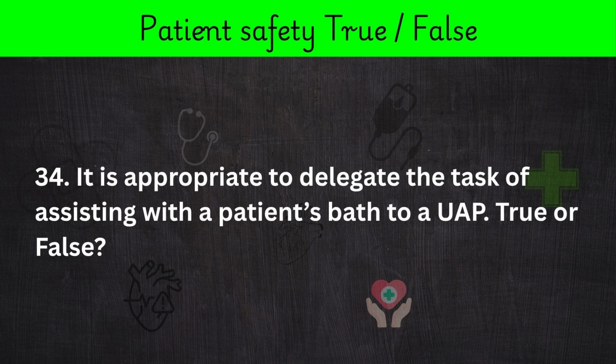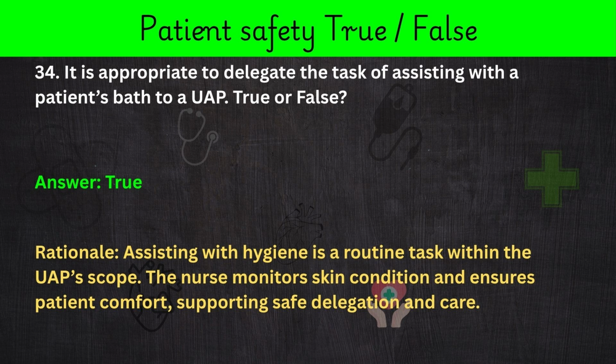34. It is appropriate to delegate the task of assisting with a patient's bath to a UAP. True or false? Answer: true. Rationale: Assisting with hygiene is a routine task within the UAP scope. The nurse monitors skin condition and ensures patient comfort, supporting safe delegation and care.